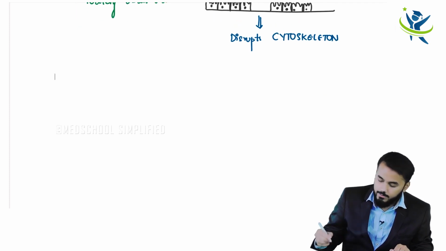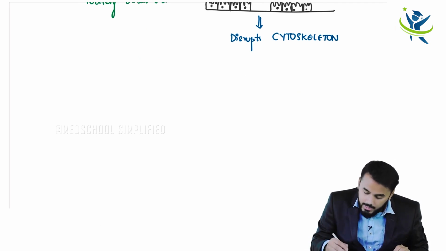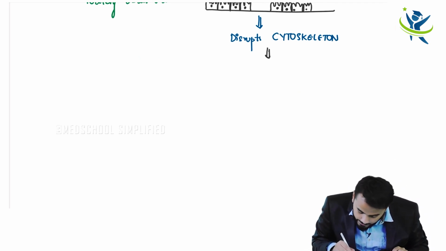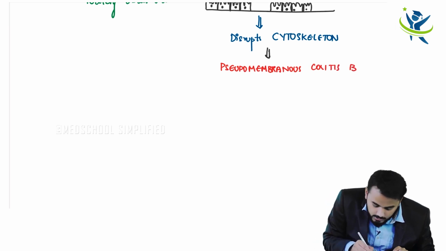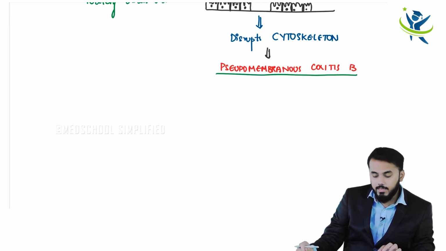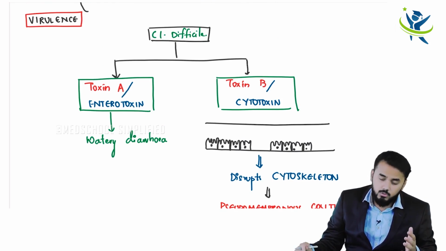So what will happen when your cytoskeleton has got disrupted? I will have a pathology called Pseudomembranous Colitis B. So this is the pathology which I will have in my body if there is toxin B. So how does this pseudomembranous colitis look?